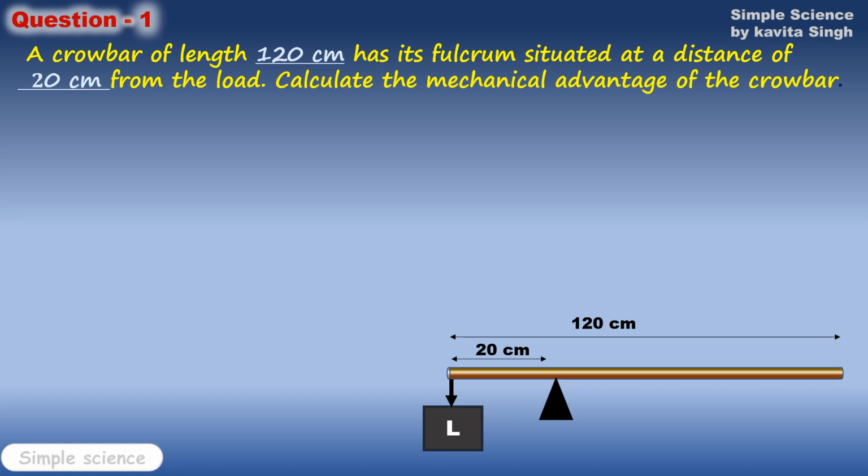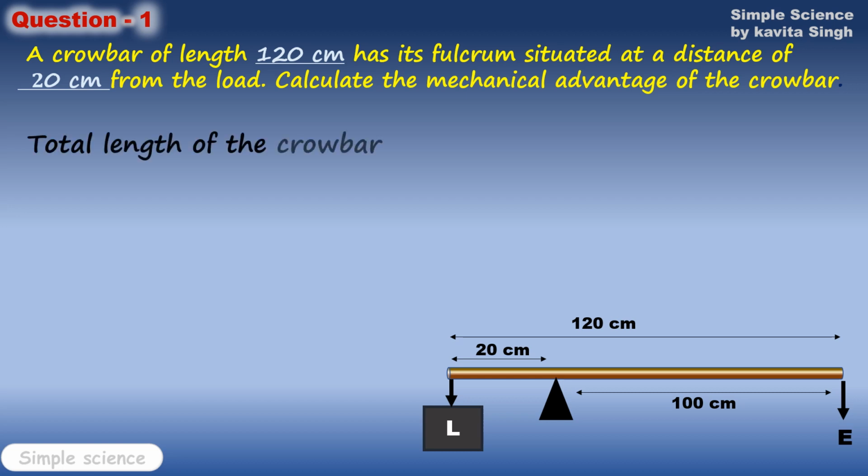अभी total length of the rod or total length of the crowbar is 120 centimeter. Load का distance from the fulcrum is 20 centimeter. तो effort का distance कितना होगा? So effort का distance means effort arm will be equal to 100 centimeter. So now what is the formula? Formula we will use, yes, formula of the mechanical advantage of the lever.